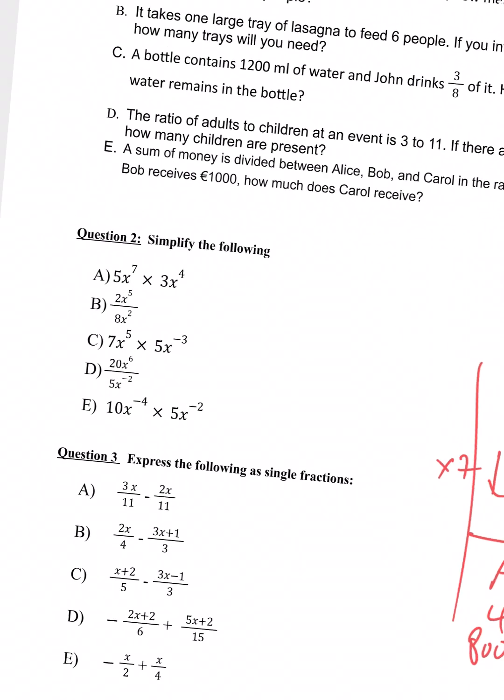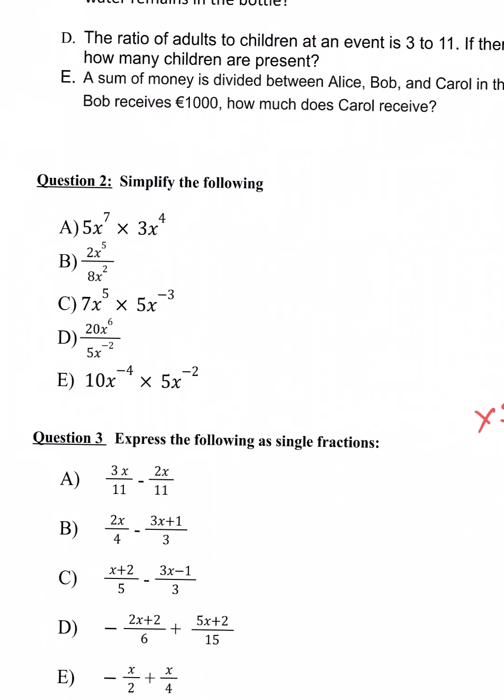Right, question 2. I'll zoom in a bit. First part, 5x to the power of 7 times 3x to the power of 4. Now one small thing here, and this will be on the test as well. This straight cross here is multiply, and this slightly curvier x here is the letter x. So don't mix those up. This is multiply. 5x to the power of 7 multiplied by 3 times x to the power of 4.